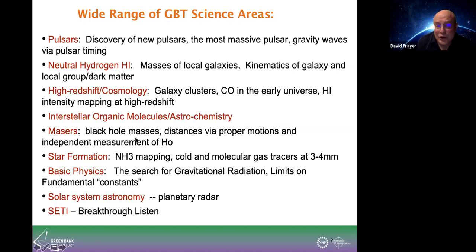We do maser work. A lot of star formation is a big thing, in terms of high frequency ammonia mapping in nearby star forming galaxies. And now we're pushing those, studying nearby star forming galaxies using the 3 millimeter and 4 millimeter transitions of dense gas tracers. And then, as Karen mentioned, we're starting to get into planetary radar, and we also have Breakthrough Listen, the SETI project, that uses 20% of our telescope time.